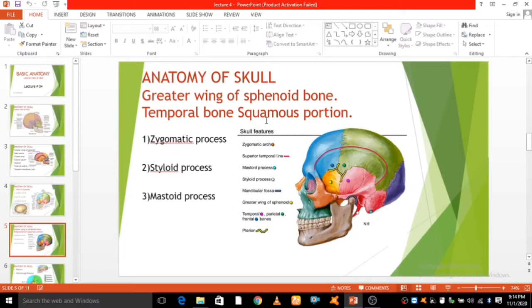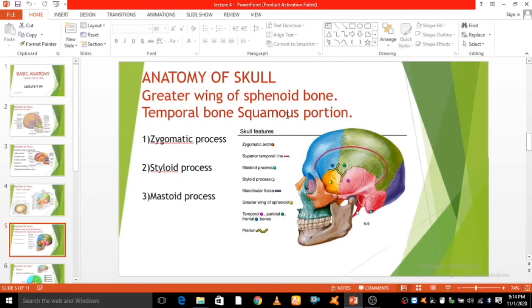Greater wing of sphenoid bone. The greater wing is a bony process of the sphenoid bone. There is one on each side, extending from the side of the body of the sphenoid and curving upward, laterally and backward. We call it the greater wing of the sphenoid.